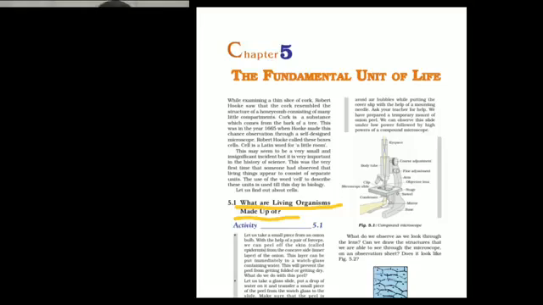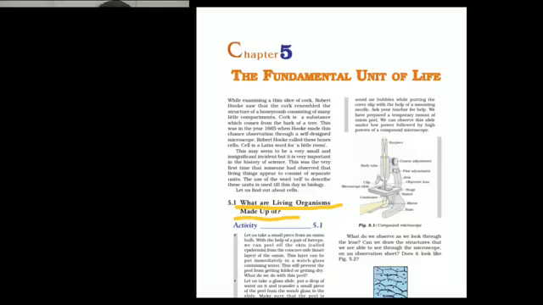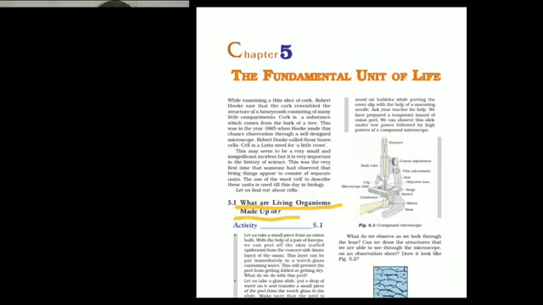So, who discovered the cell? Robert Hooke was the scientist who discovered the cell in 1665. Robert Hooke coined the name, or used the term cell, first. A cell is a microscopic unit. Its structure cannot be seen by the naked eye.